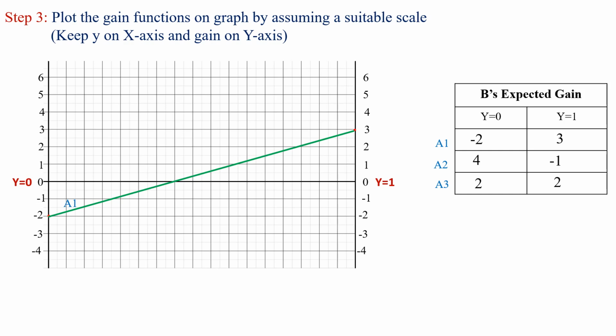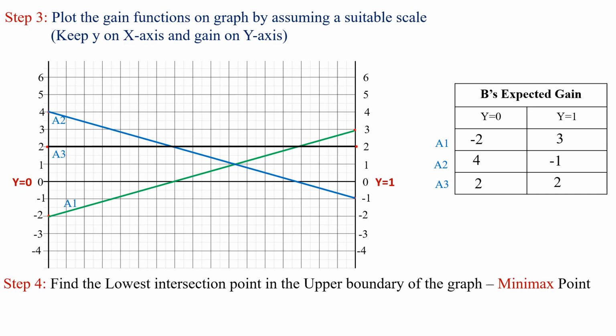Similarly, mark the 4 at y equal to 0 and mark the minus 1 at y equal to 1 for the second strategy, and join these 2 points to give the A2 line. Similarly, mark 2 at y equal to 0 and 2 at y equal to 1 for the third strategy, and join these 2 points to give the A3 line.